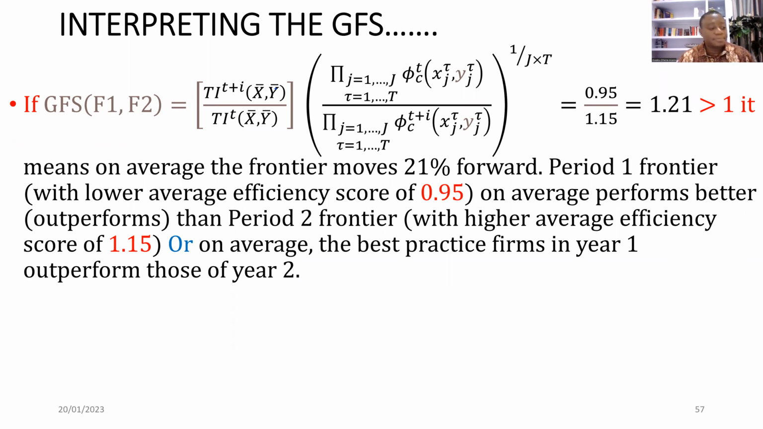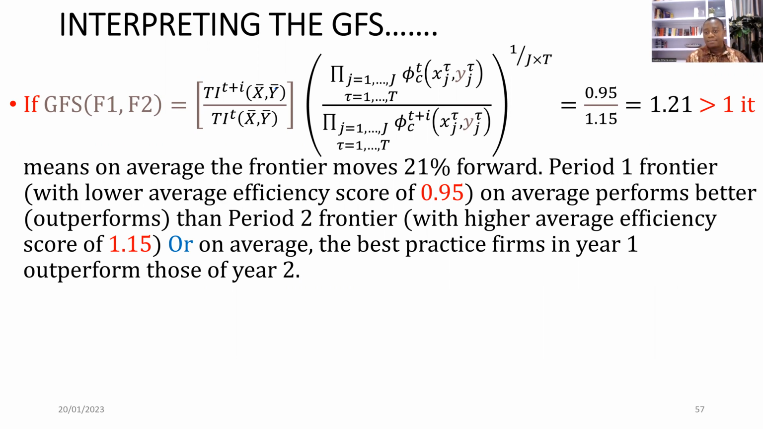Yeah, Michael, your hand is up. 0.95 over. Yes, Doc, can you hear me? Yes. I said my issue is with that 1.21, because 0.95 divided by 1.15 should give us 0.83.